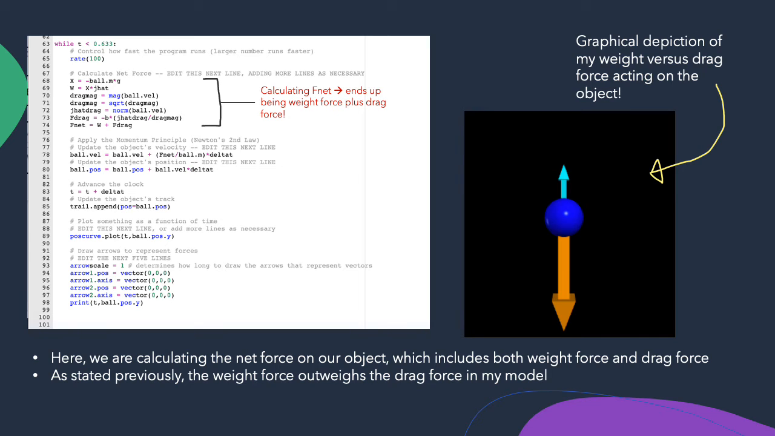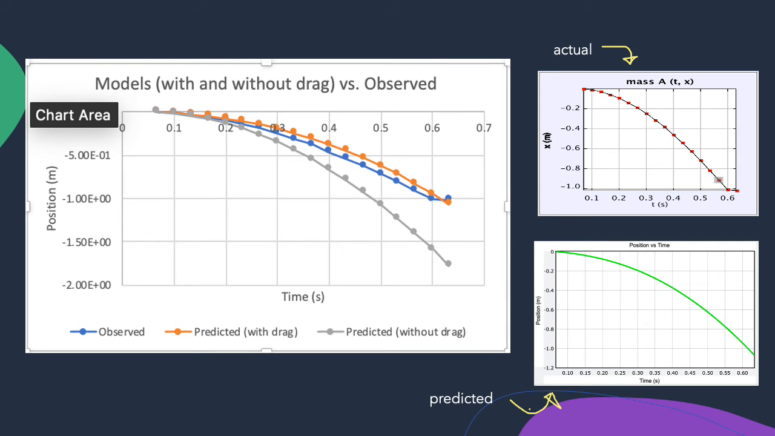Additionally, the weight force outweighs the drag force, which means that the acceleration is not equal to 0. That can be seen in the graphic on the slide. Next, I plotted my observed data and the predicted data in the same graph to display just how similar they are. In addition to this, I have the predicted model without drag. As you can see, the observed and predicted with drag model start off almost identical, separate a little bit in the middle, and then converge again at the end. This could indicate that my drag force is slightly different than I used.